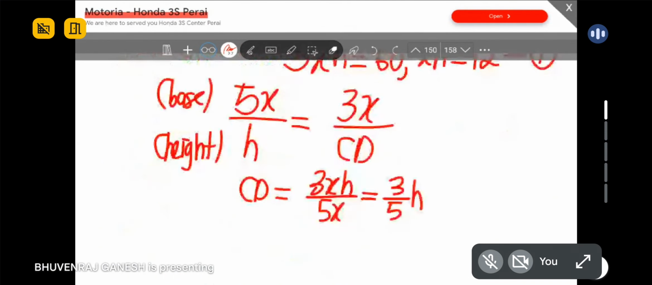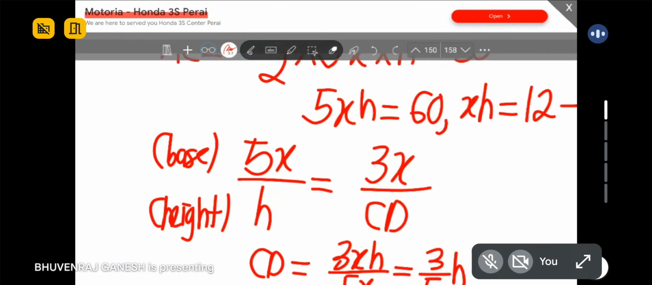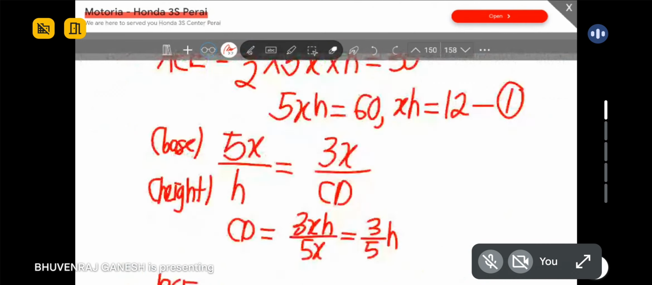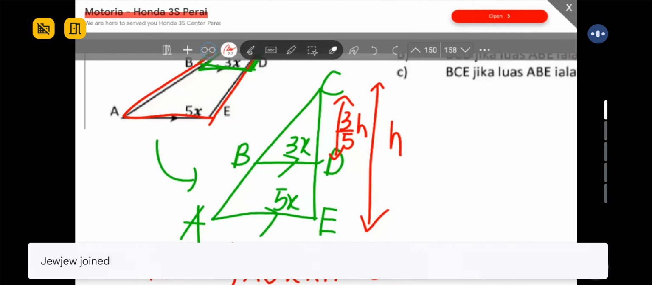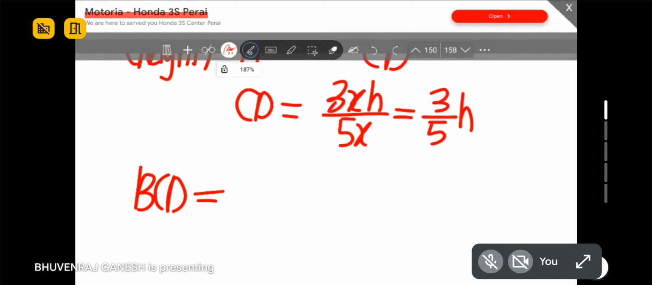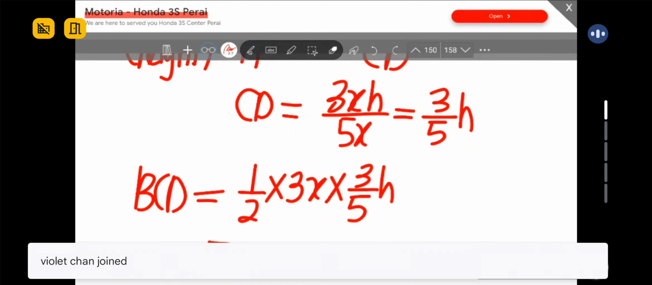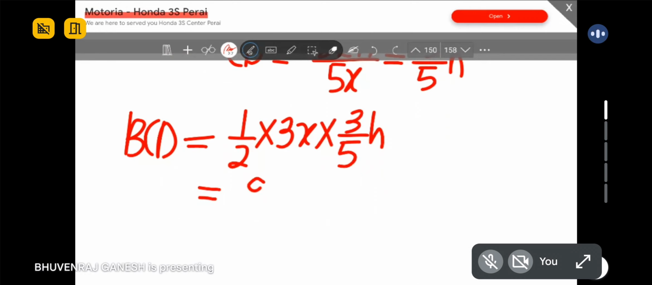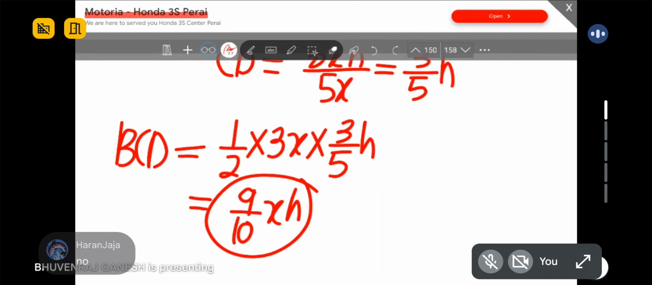Okay, so now you guys need to find the BCD triangle area, luas. Okay, so how are you guys going to find it? Sorry, BCD, not E. The concept is the same, half times base times height. Setengah kali tapak kali tinggi. So it's half times 3x times 3 over 5h. Can you guys see that? Macam ni. If you simplify, what will you get? You will get 9 over 10 xh. Betul? Is this the final answer, guys? Yes or no? Adakah ini jawapan akhir?